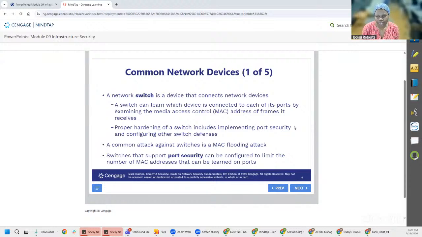Then you get exposure to network switches. I believe that you would also have taken the networking class. I think it's 1450. How many of you have taken the 1450 class?